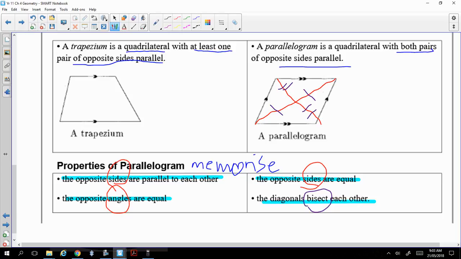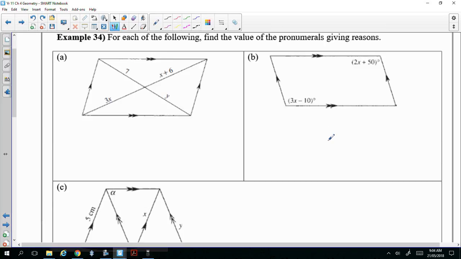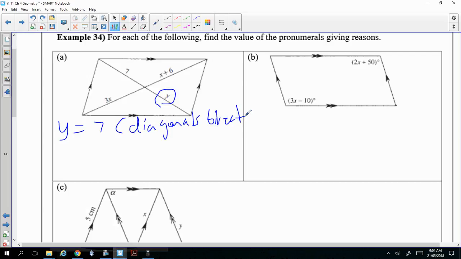We're going to use these properties to answer a few questions about parallelograms, which we can find on the next page. For each of the following, find the value of the unknowns, giving reasons. What property do we use to find the length of the missing sides? How do we find y? Yes, diagonals bisect. So y equals 7, because diagonals bisect in a parallelogram.